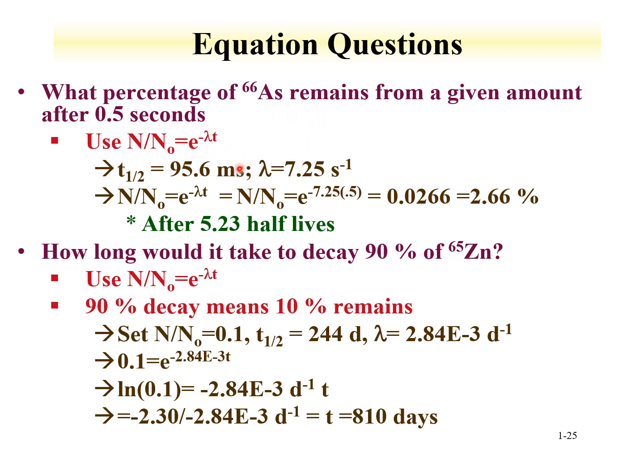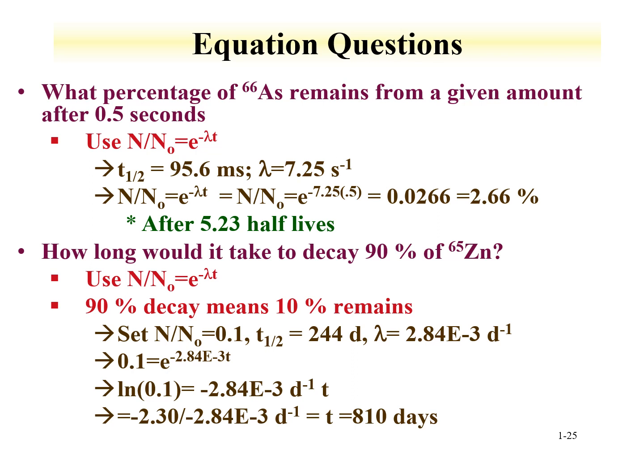The half-life of this isotope is 95.6 milliseconds. Convert that to seconds. My decay constant is 7.25 inverse seconds. E to the minus 7.25 times half a second is equal to 0.0226. As a percentage, that is 2.26%, and that is equal to that ratio. That's after a little over 5 half-lives. So that shows that if you wait a number of half-lives, the radiation decays away effectively. And nominally, as a rule of thumb, you use between 7 and 10 half-lives before an isotope fundamentally disappears.